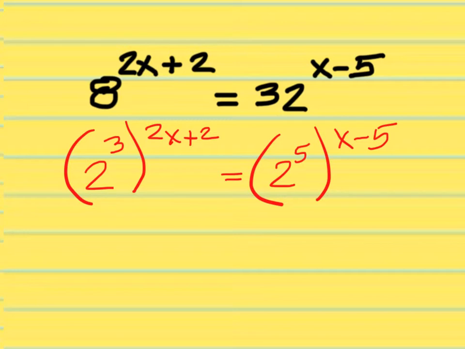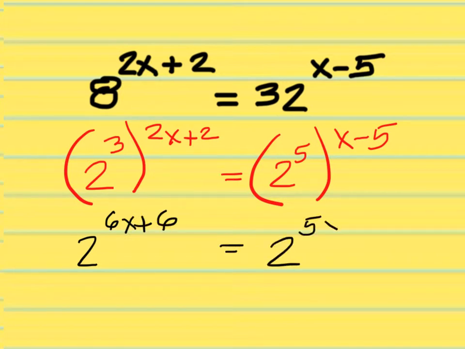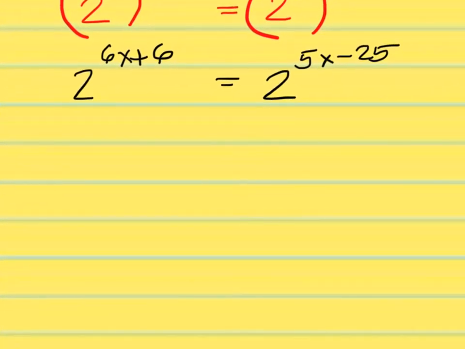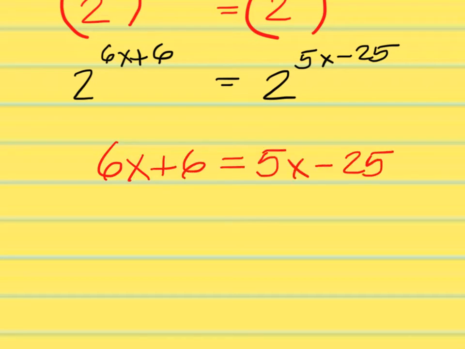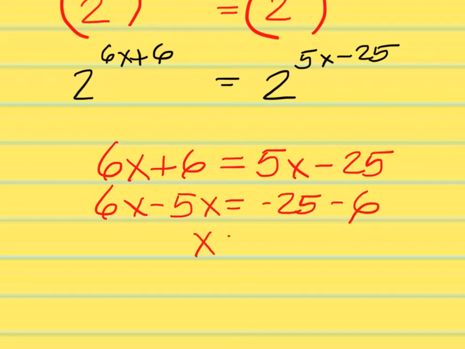So simplify your exponents to come up with 2 to the 6x plus 6 power, and then on the other side 2 to the 5x minus 25 power. Once you make it to that point, you can set 6x plus 6 equal to 5x minus 25, and come up with 6x minus 5x equals negative 25 minus 6. So x would be a negative 31.